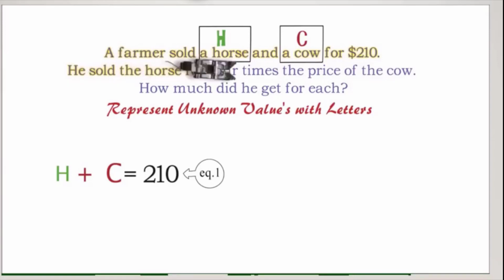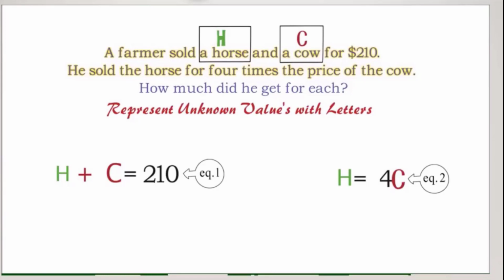He sold the horse for 4 times the price of the cow. Here again, apart from the 4 times, nothing follows the direct translation we've been learning. But we can see that this statement has the same meaning as the price of the horse is 4 times the price of the cow. So we can say that H equals 4C. This will be our equation 2. So we are done with our setting up.